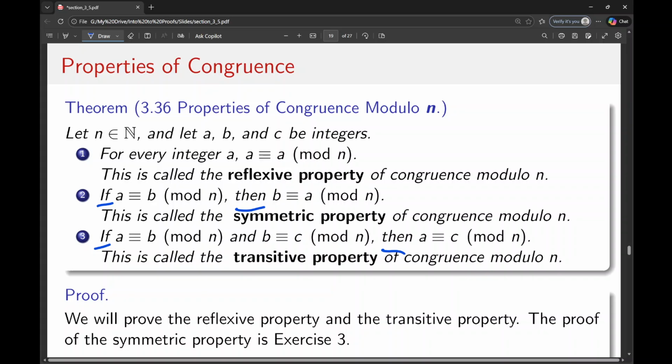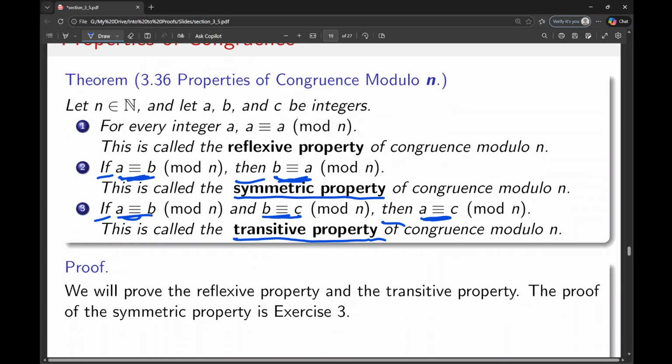Okay? So the fact that you can swap the order, a equivalent to b implies b equivalent to a, that's the symmetric property. And a equivalent to b and b equivalent to c, then a equivalent to c, is called the transitive property, because it carries over. Okay, so we're going to prove reflexive and transitive. The proof of symmetric is exercise 3.